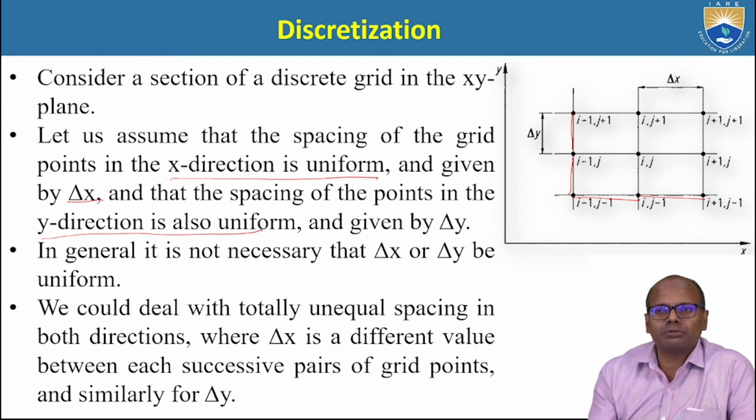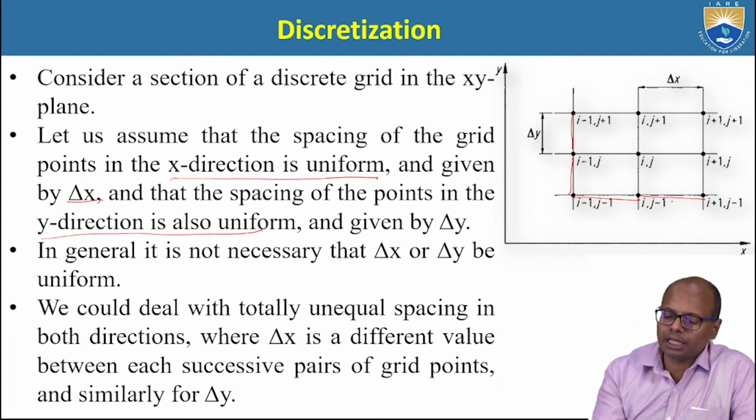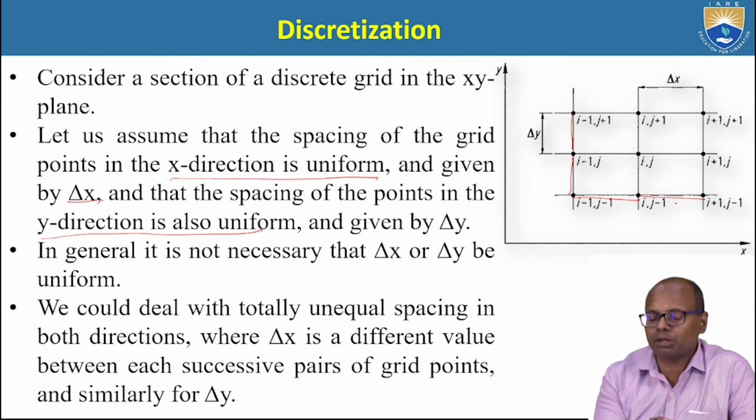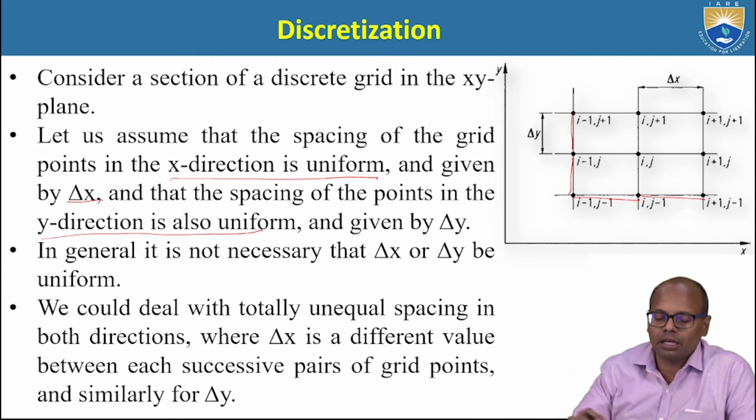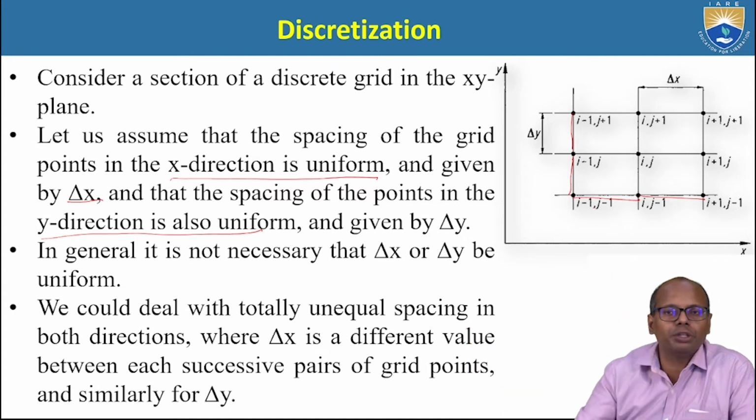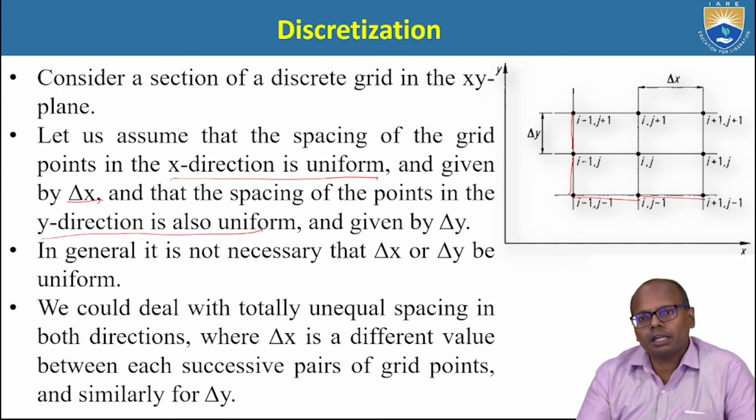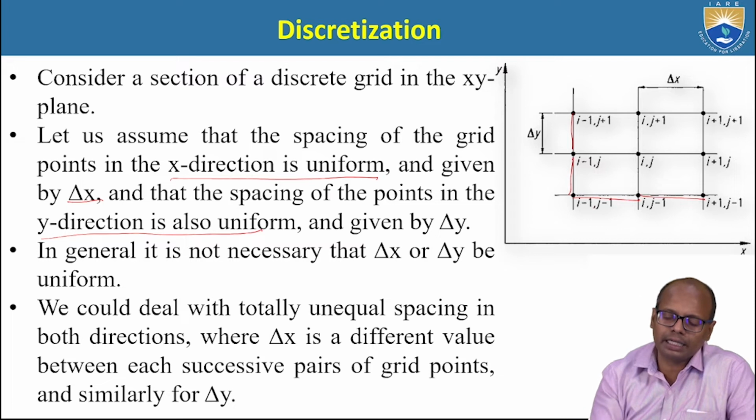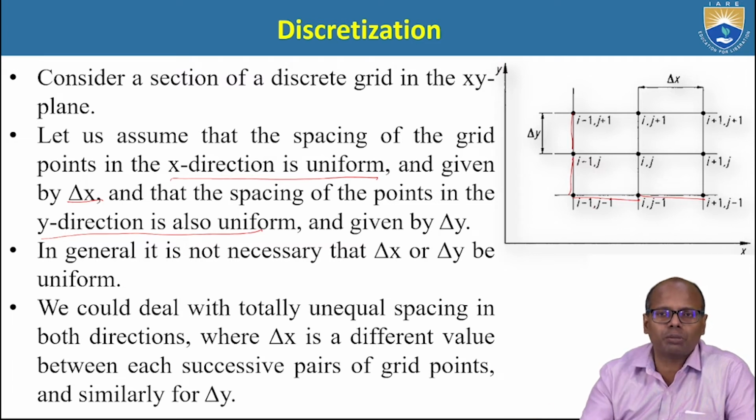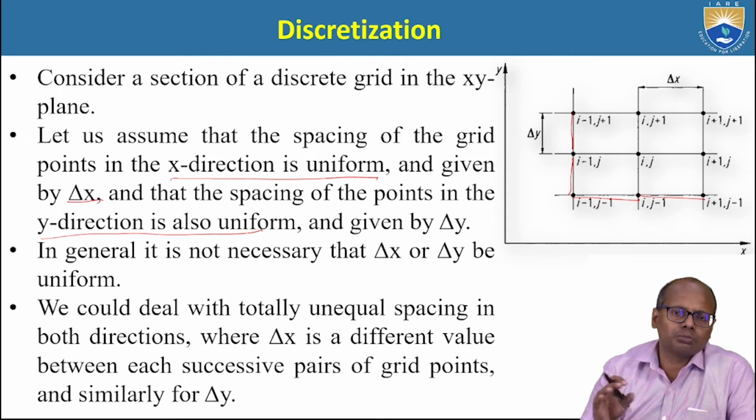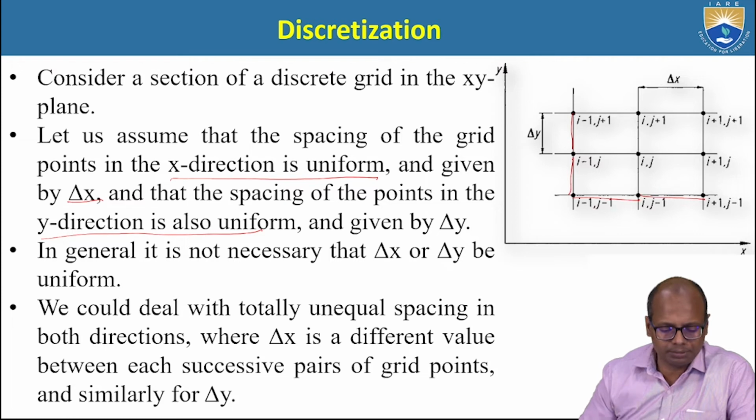But in general, the delta x values may not be uniform in the x direction and the delta y values may not be uniform in the y direction. But what we do in CFD is take these differences uniform, or we make them uniform, so that our coding will be very simple.